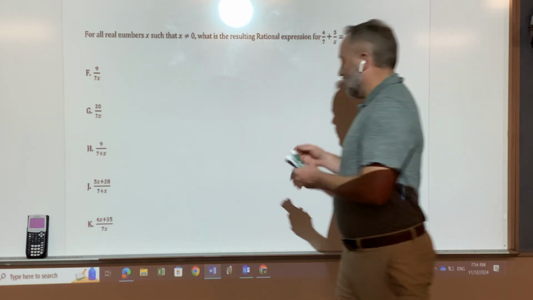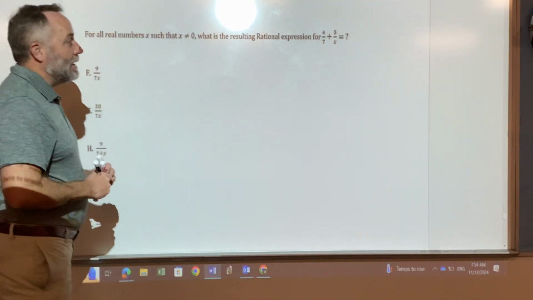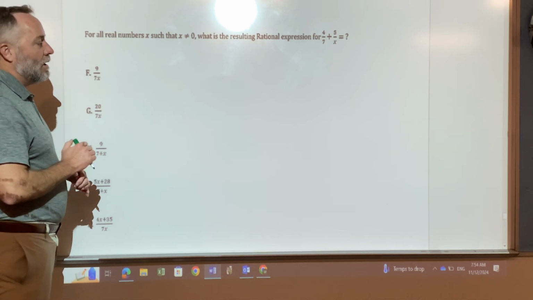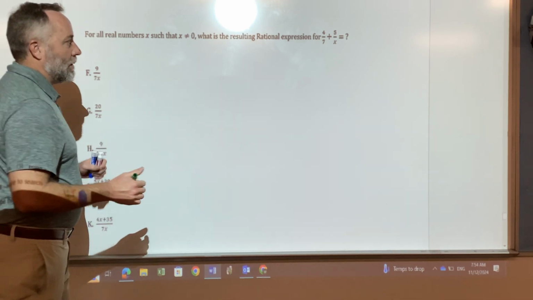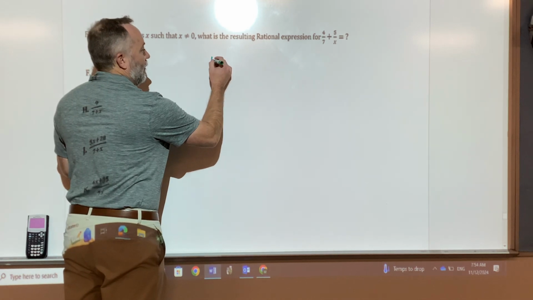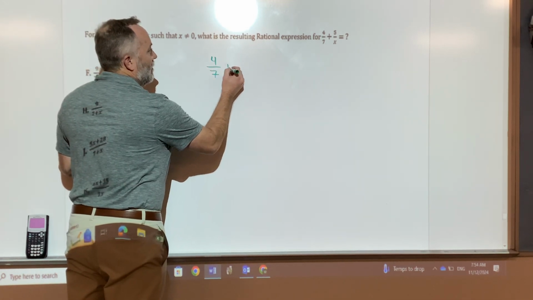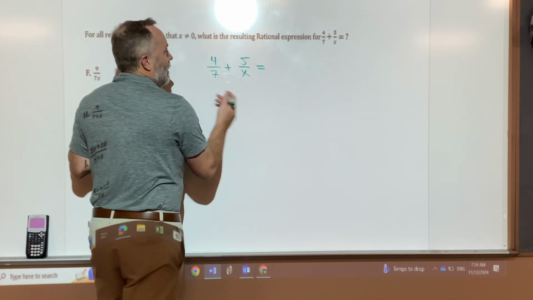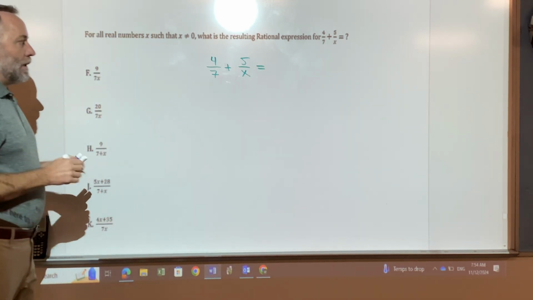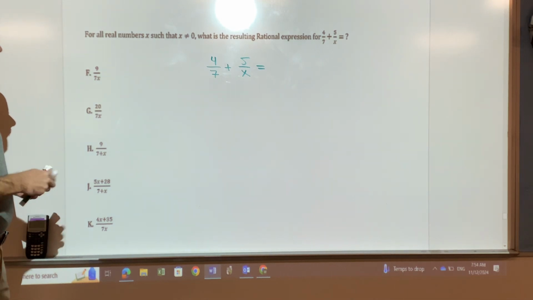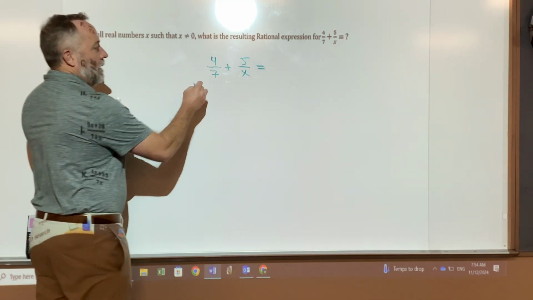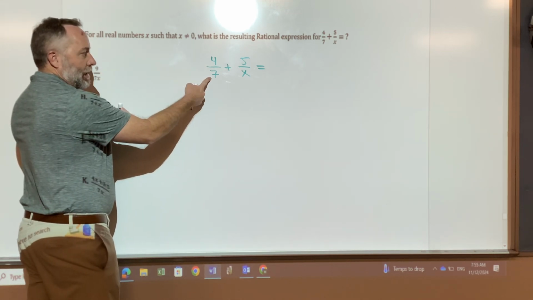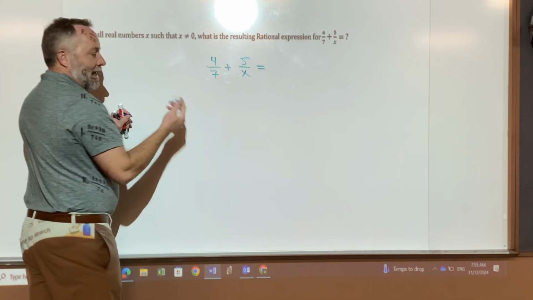All right, so in order to do so, we need to multiply each fraction by what's necessary to get to that common denominator. So let's rewrite what we have. We have 4 over 7 plus 5 over x. And we're trying to figure out what does that equal when we add that together. Okay, so we said the common denominator is 7x. So what does this denominator need to get 7x? Well, it needs an x.